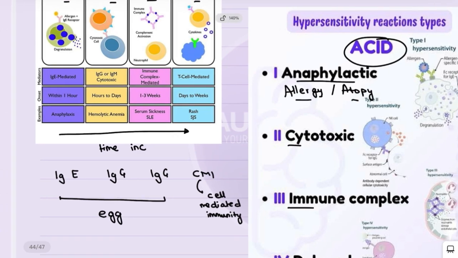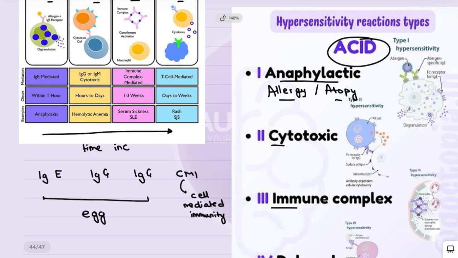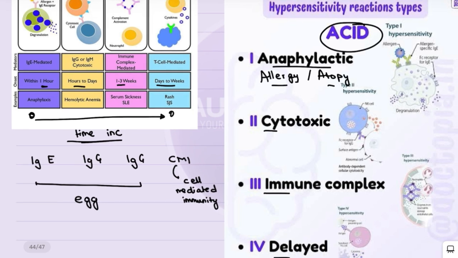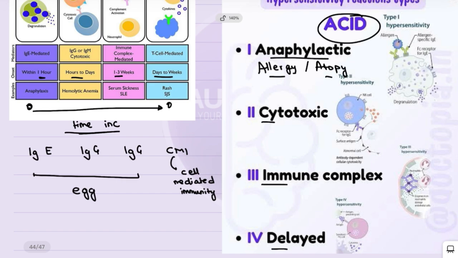Okay. Other than that, remember that as we move from 1 to 4, the time period will obviously increase. So here it will take 1 hour, then hours to days, then 1 to 3 weeks, and then days to weeks. Also, what are the important components of the different hypersensitivity reactions?